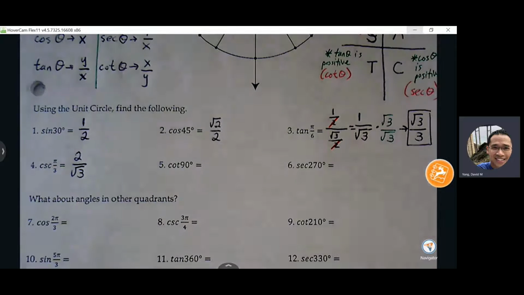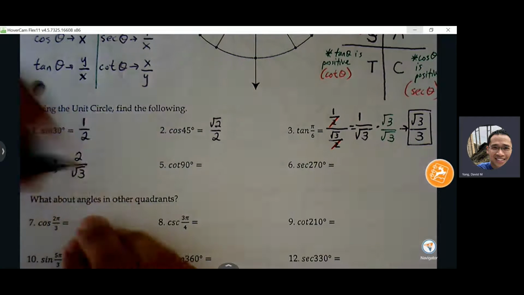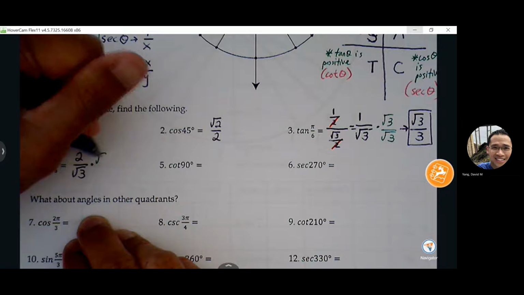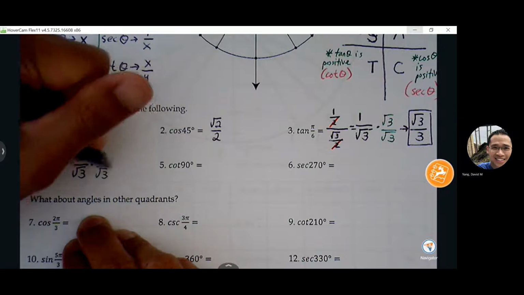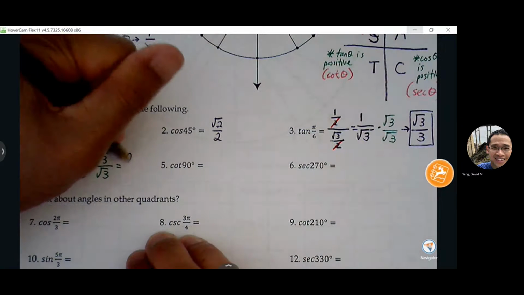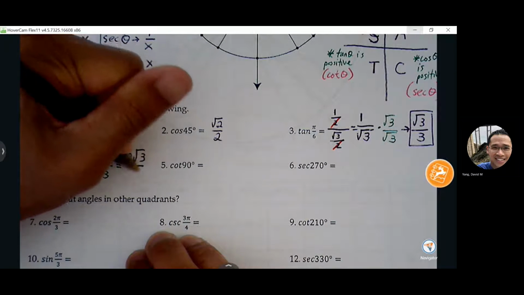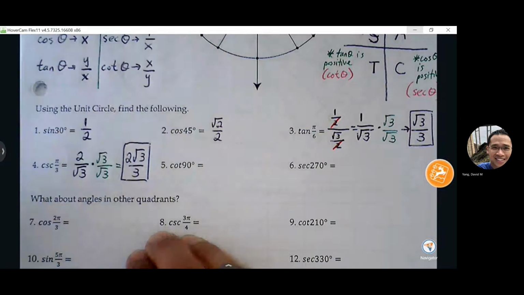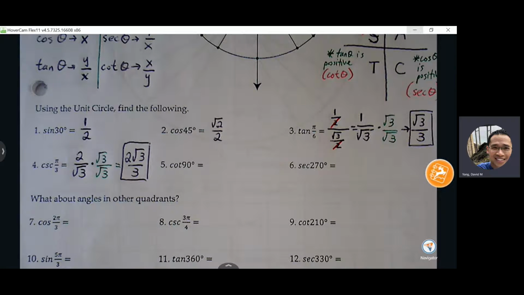So that's the ratio, but we can clean it up a little bit by doing what? Rationalizing. Good so far? So really, we just have to find the information on the unit circle, right? We've done the hard part. We filled out the unit circle.